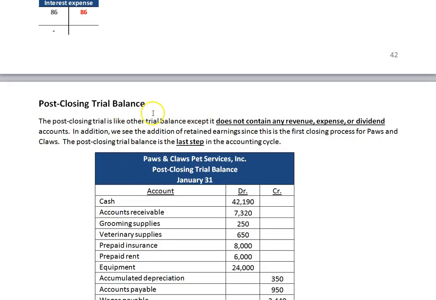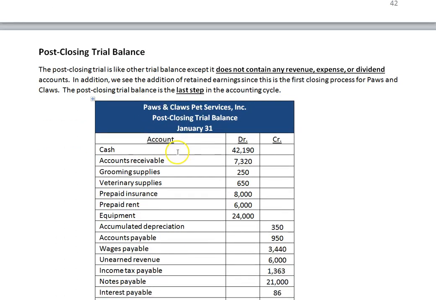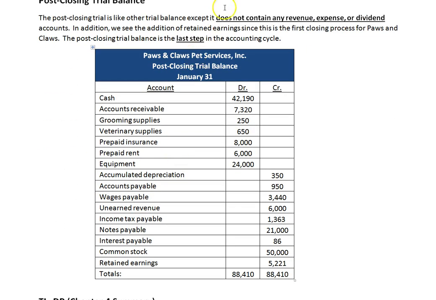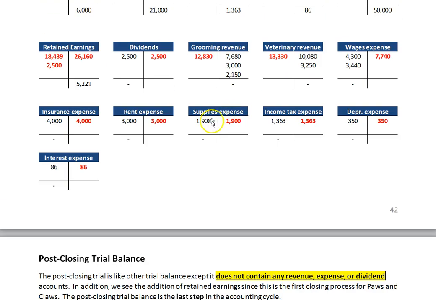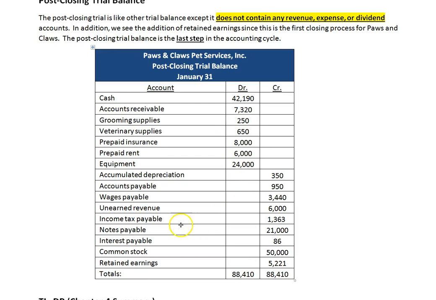Alright, now we get to another trial balance, but you're going to like this trial balance a little bit better, because it's shorter. It's shorter because it does not contain any revenue, expenses, or dividends. Notice they're all zeroed out. We don't have to put it on a trial balance if its balance is 0. We only have to put things that have a balance.